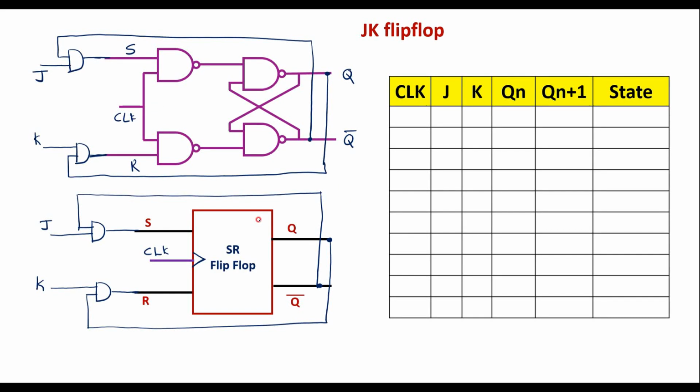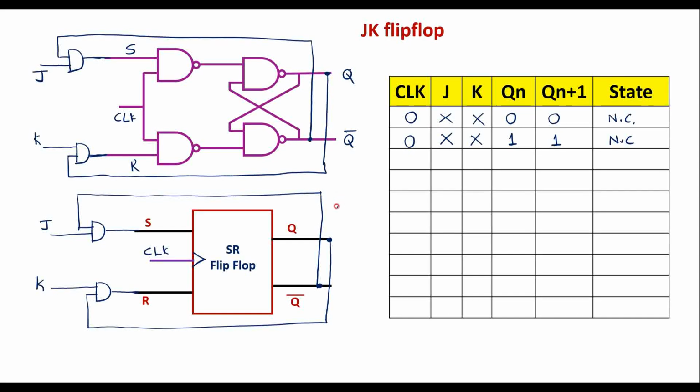Now I will explain the analysis of this positive edge triggered JK flip-flop. When the clock input is 0, irrespective of the J and K inputs, that is, J may be 0 or 1 and K may be 0 or 1, if the present state of the flip-flop is 0, the next state will be the same as the present state, that is 0. Therefore there is no change. Similarly, if the clock is 0 and Qn is 1, the next value will be the same as the previous one, that is 1. So it is no change.